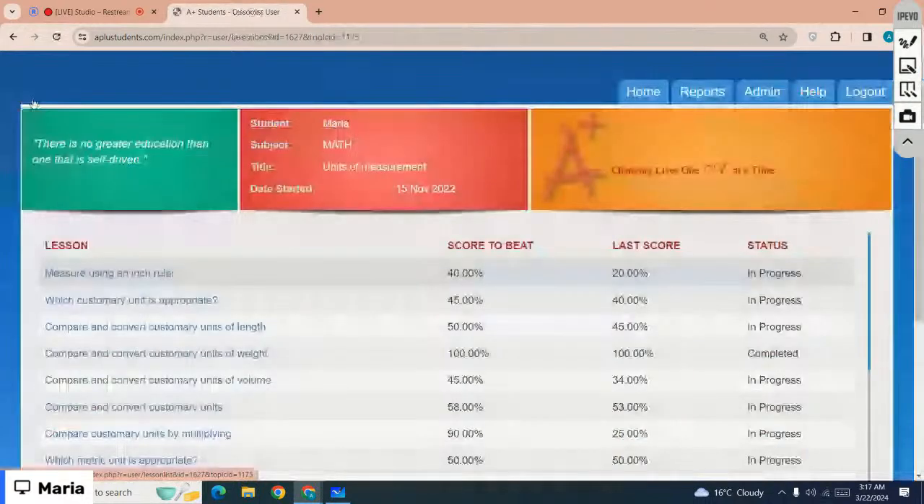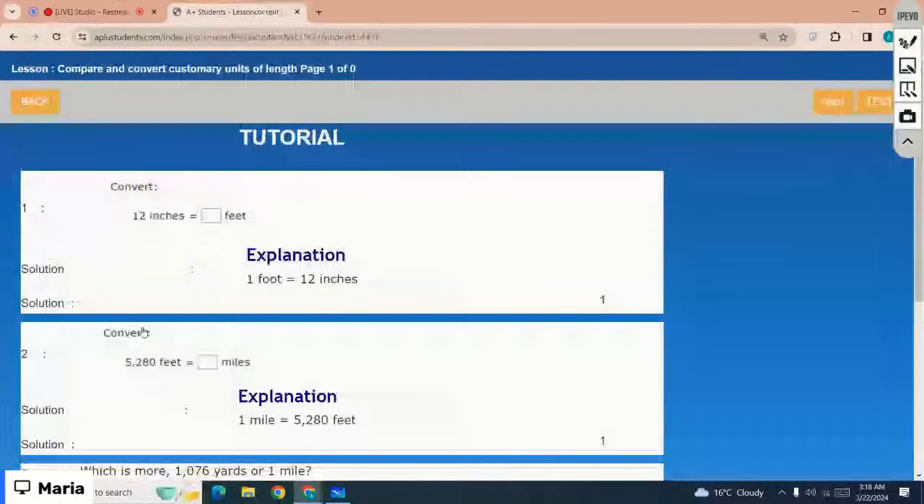The next lesson is compare and convert customary units of length. Okay, 12 inches equal how many feet? They are the very basic units, right? If you can learn these basic units, the rest of the lesson is very easy for you. So 1 foot equals 12 inches, right? The correct option is 1 foot equals 12 inches.